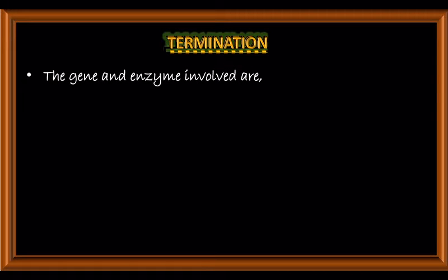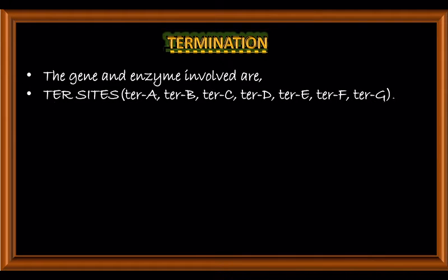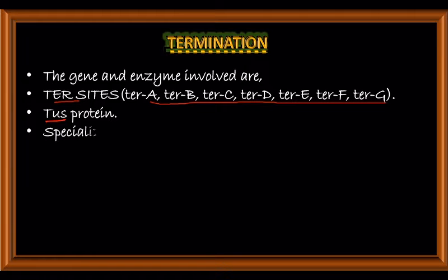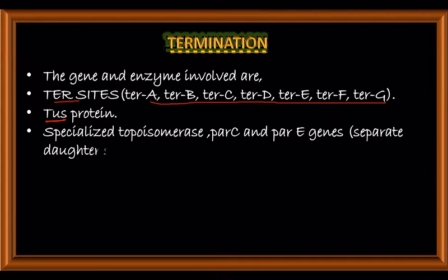Termination. The genes and enzymes involved are the TER sites. This is the gene site. There are nearly 7 sites: TER A, B, C, D, E, F and G. And we need a very important protein named TUS protein. Along with it, we need a specialized topoisomerase and the presence of par C and par E genes.